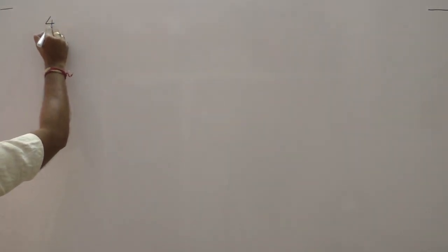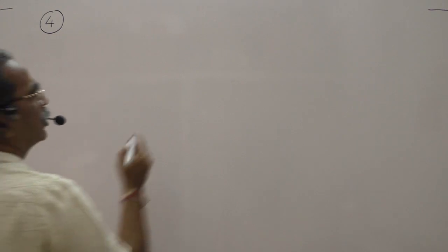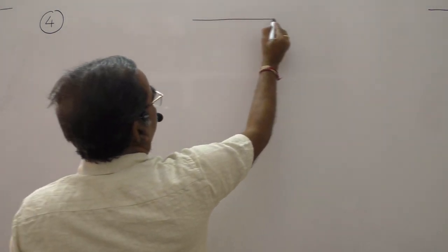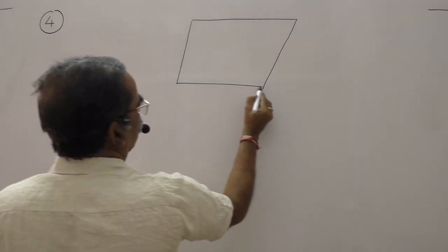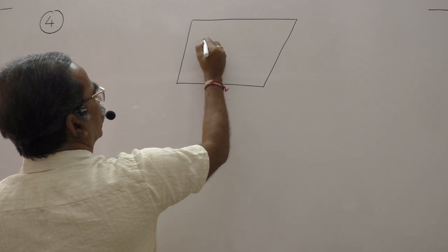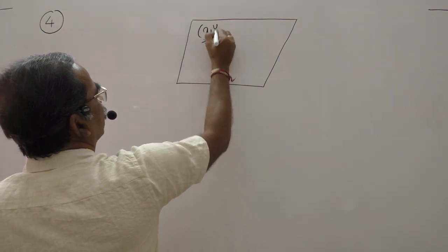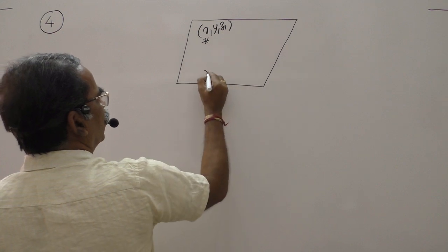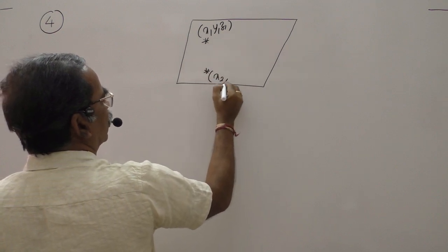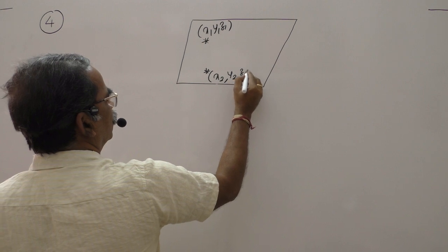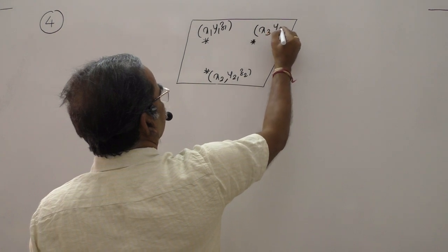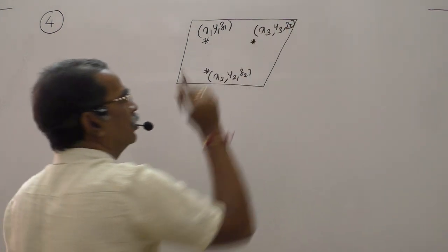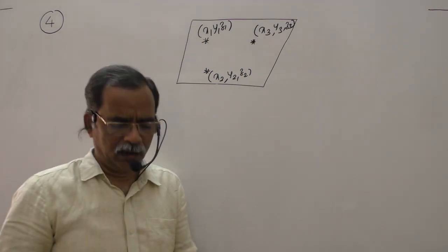Yes, we will see another concept, number 4. Listen now. Here a plane is given. This is the plane, rough figure. So here this plane is passing through 3 points. Which points? x1, y1, z1; x2, y2, z2; and one more point, x3, y3, z3. Here this is another form of the plane.